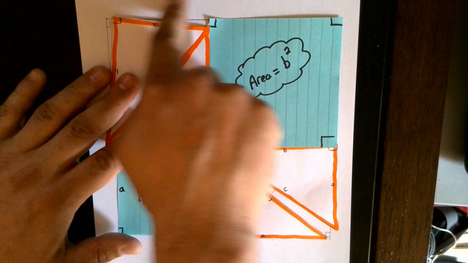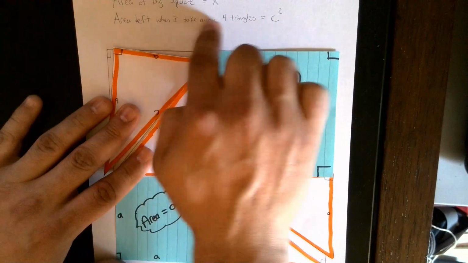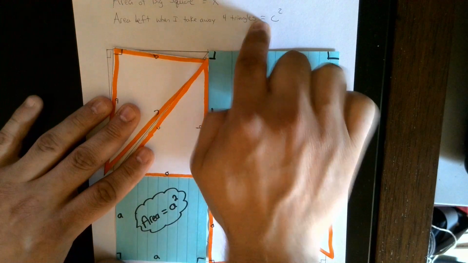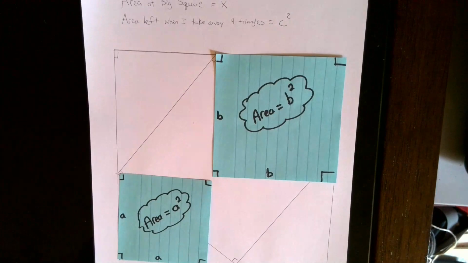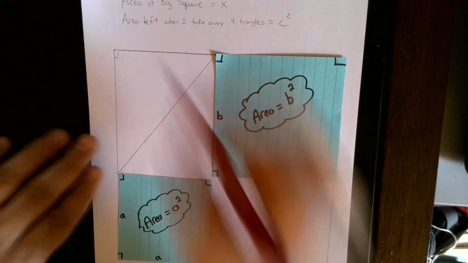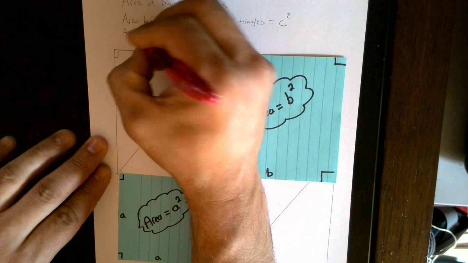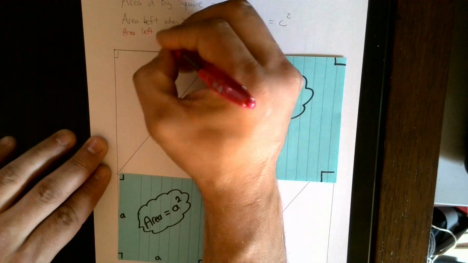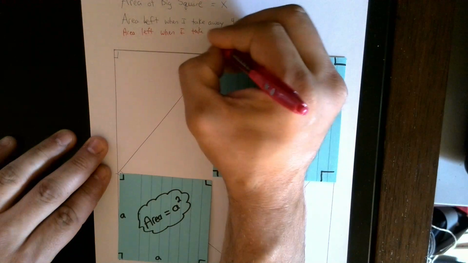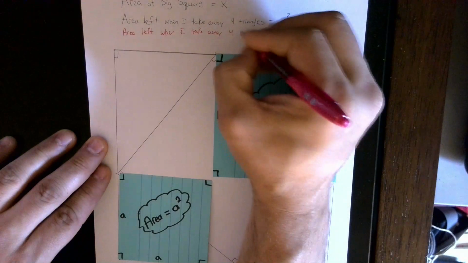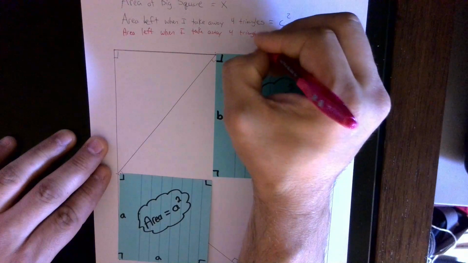Remember the area left, you can't quite see it. The area left when I take away the four triangles was C squared before. Well, if I start with X and again take away those four triangles, I could also say now, the second time, the area left when I take away the four triangles, well, what's left now?